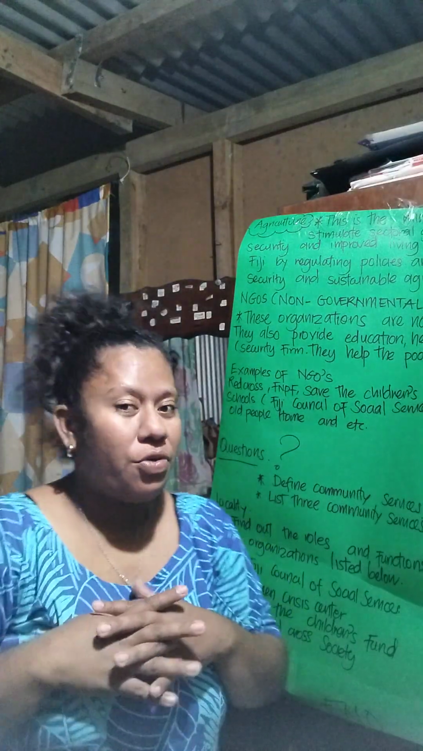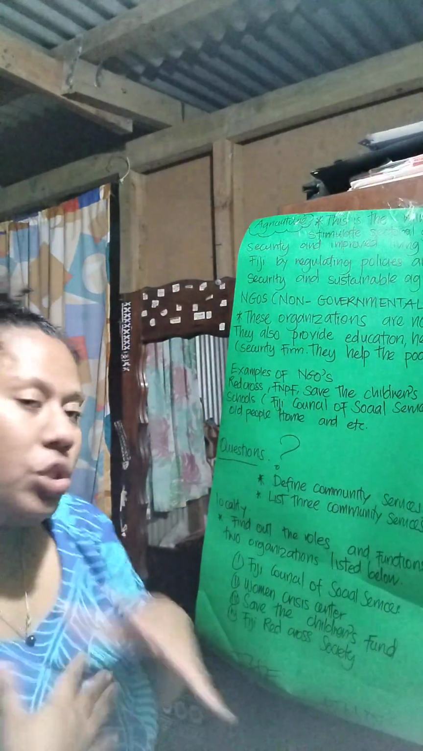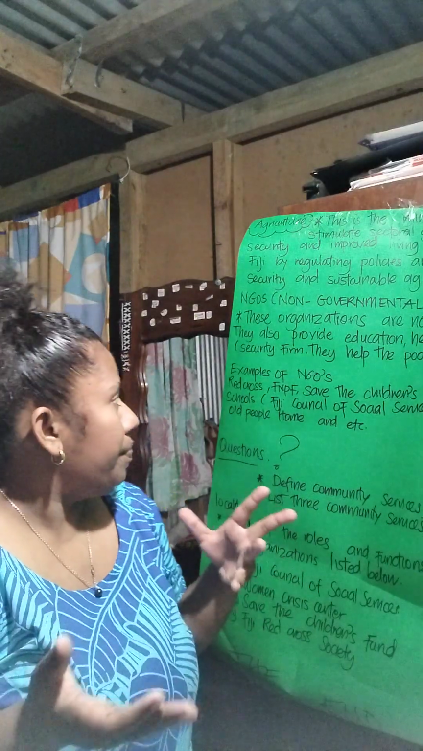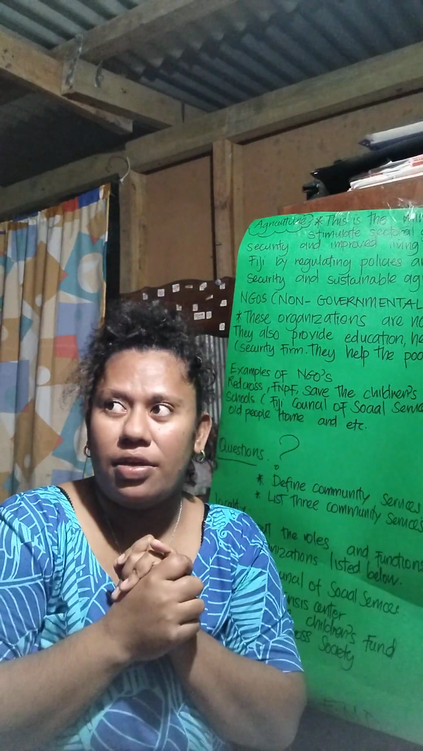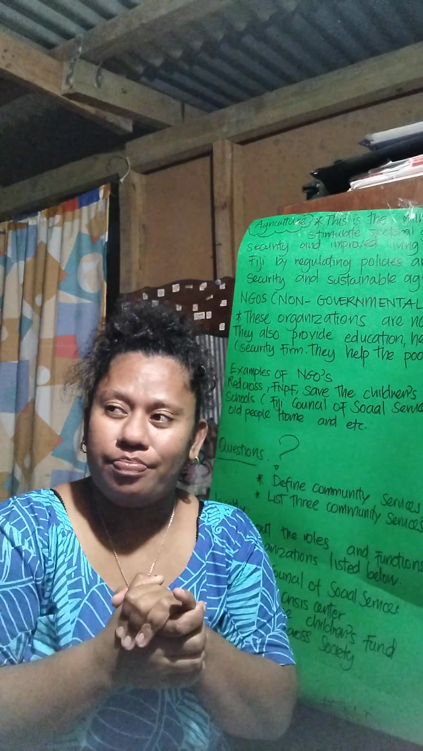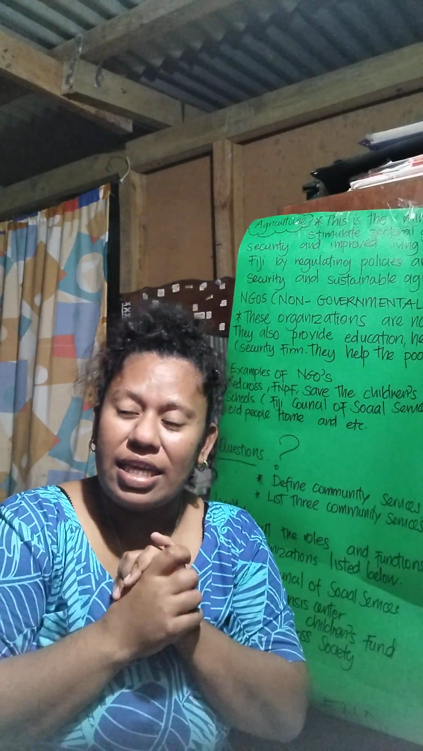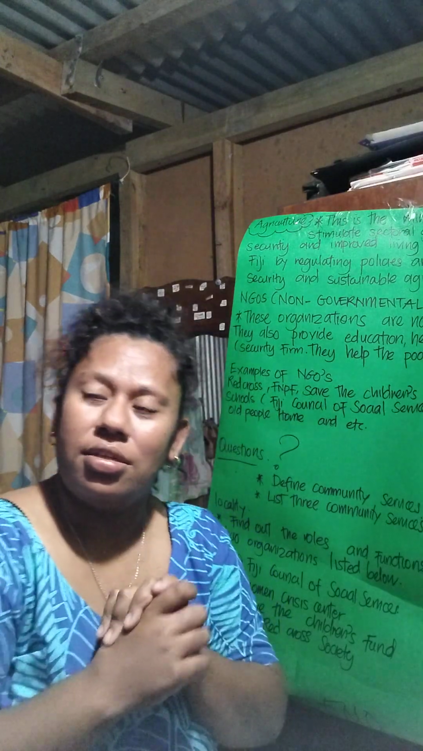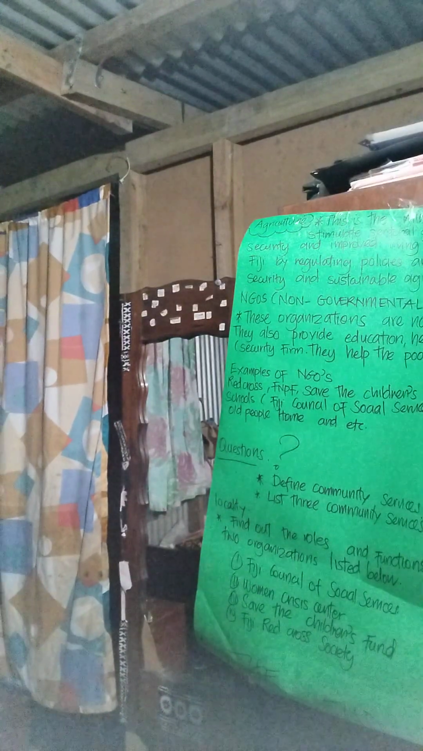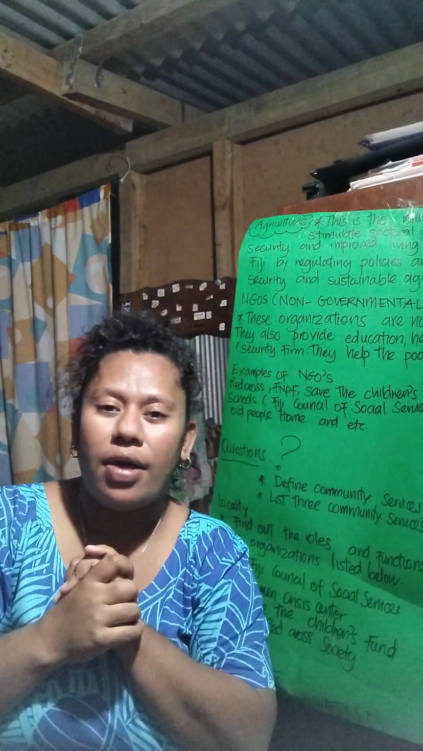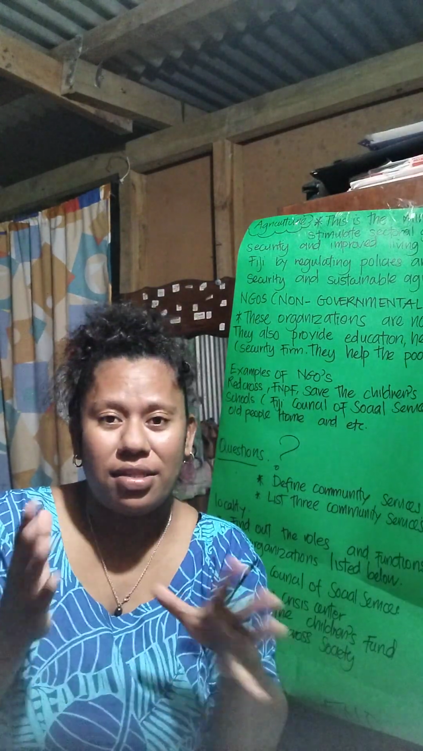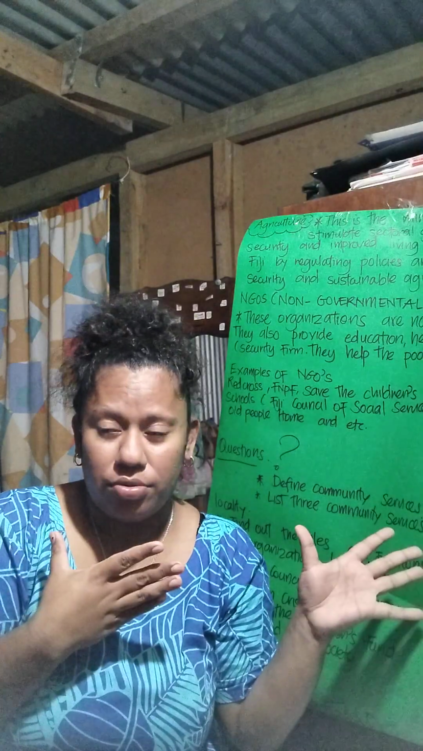Okay, students, before we move on to some activity, I'll ask you some questions on what we have learned today. Firstly, give me the two types of organization: non-government organization and government organization. Thank you. Give me some examples of government organization as we have discussed through our topic today.